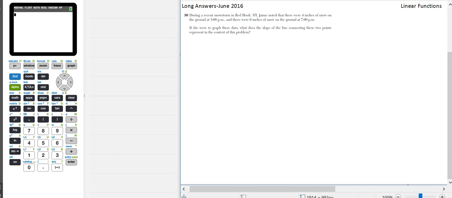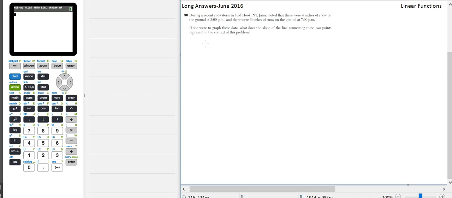This is a long answers question from the June 2016 Regents, question number 30. During a recent snowstorm in Red Hook, New York, Jamie noted that there were 4 inches of snow on the ground at 3 o'clock p.m. and there were 6 inches of snow on the ground at 7 o'clock p.m. If she were to graph these data, what does the slope of the line connecting these 2 points represent in the context of the problem?